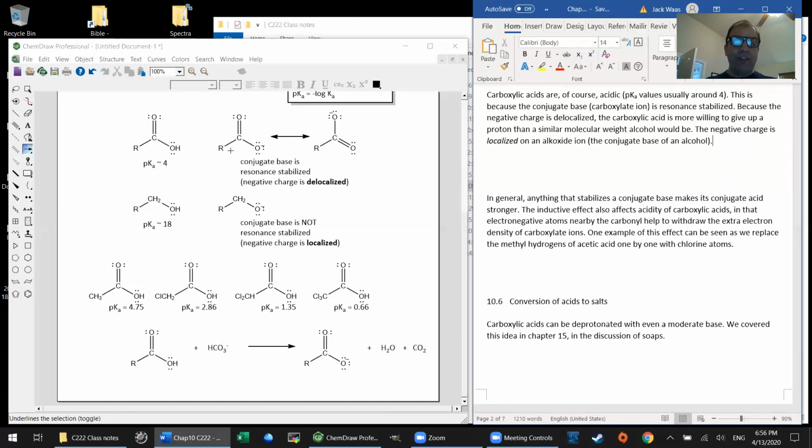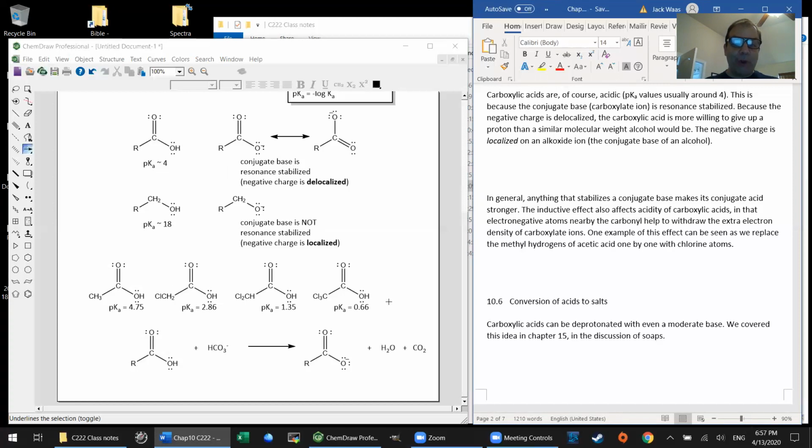So in this case, the conjugate base of a carboxylic acid is a carboxylate ion. The conjugate acid of a carboxylate ion is the carboxylic acid. Or the conjugate base of an alcohol is this alkoxide ion, and the conjugate acid of this alkoxide ion is the corresponding alcohol. So they always go together like that. And anything you can do to stabilize the conjugate base, to make the conjugate base happier, will make the acid stronger. And resonance is just one effect. There are other effects, such as the inductive effect, that can also work to stabilize carboxylate ions. And we have here an interesting series.